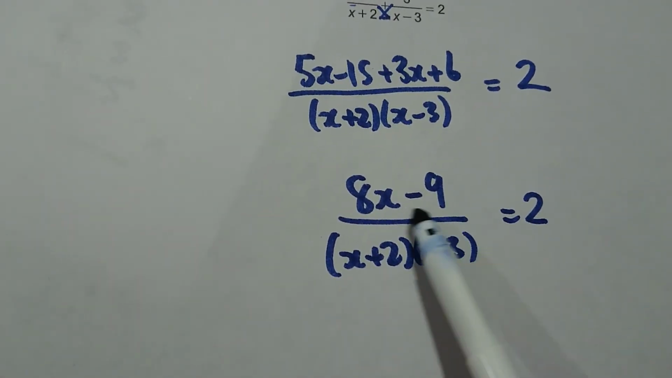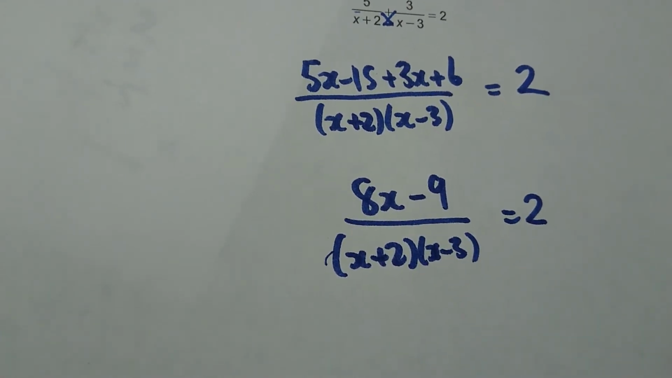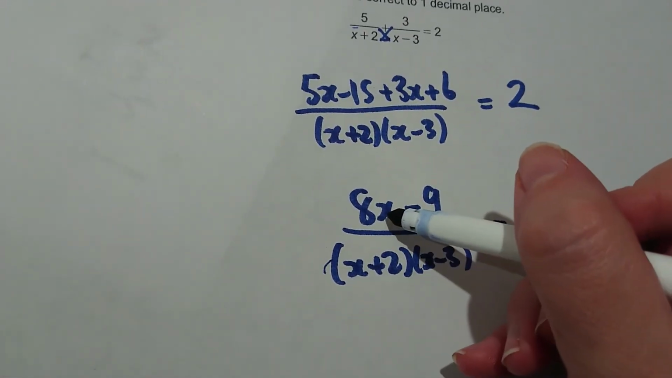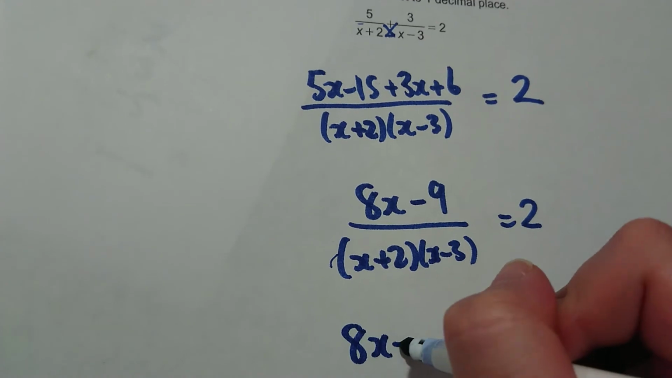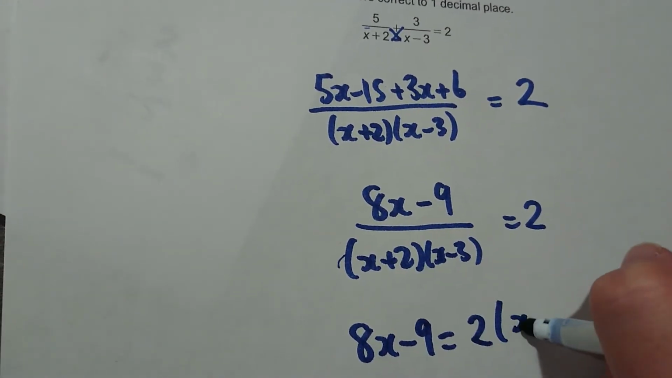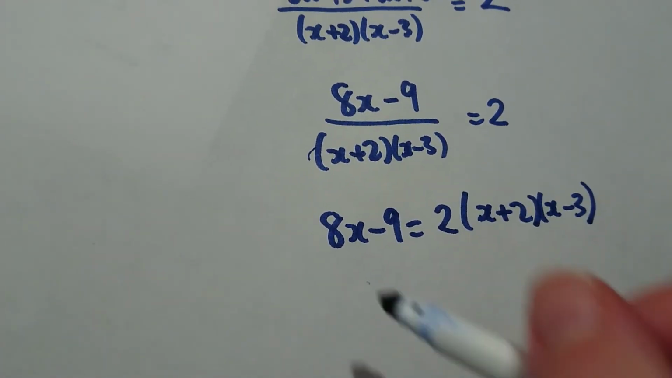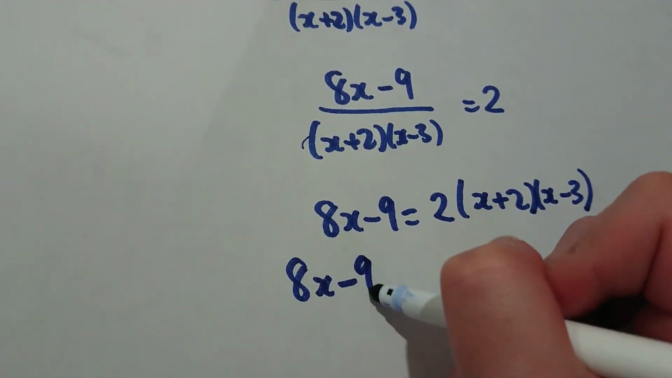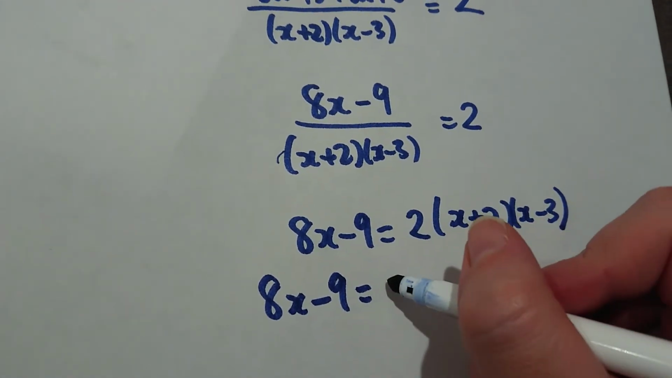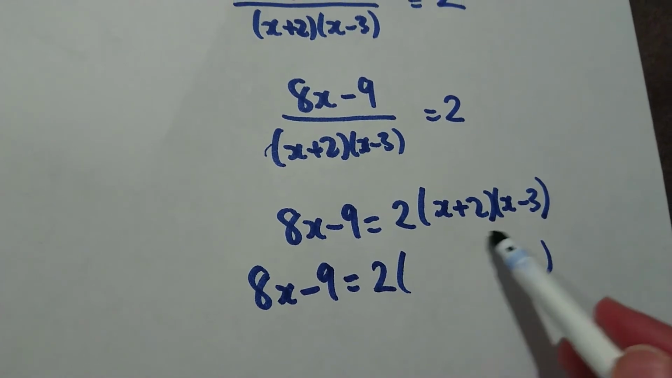And then to solve this, I want to get rid of this fraction. So I need to times by what is on the bottom of the fraction. That's going to give me just the top bit on the left-hand side, and I need to do 2 lots of all of this. So I'm just going to write it all next to each other like this. This side stays as 8x minus 9, not much I can do with that. This side, I'm going to leave the 2 outside and just expand these double brackets.